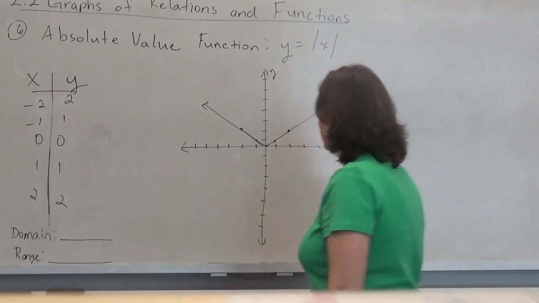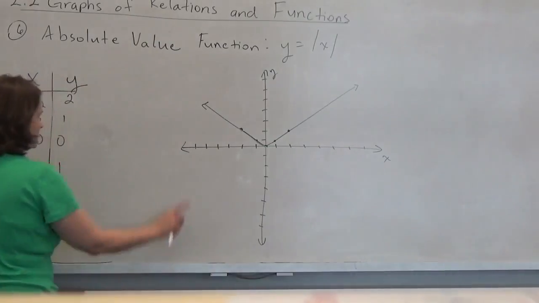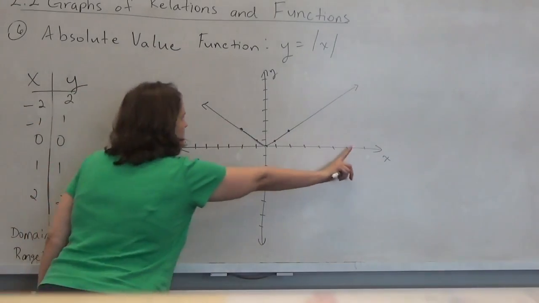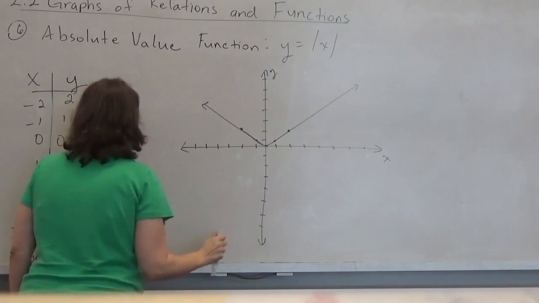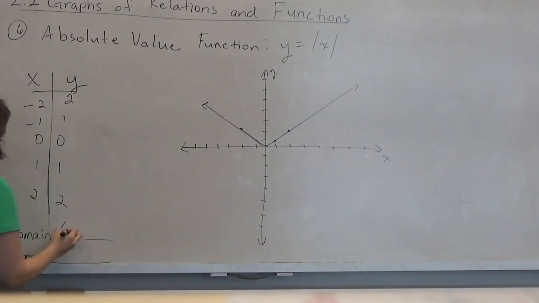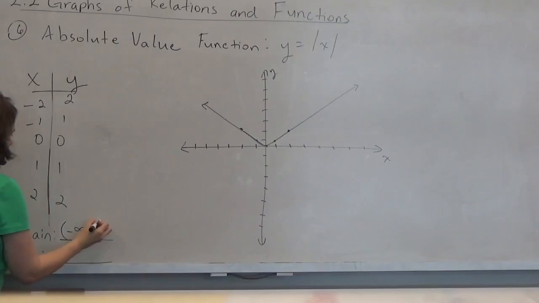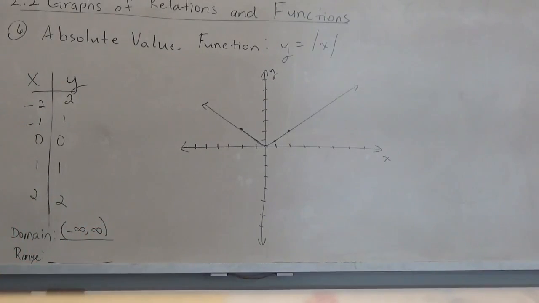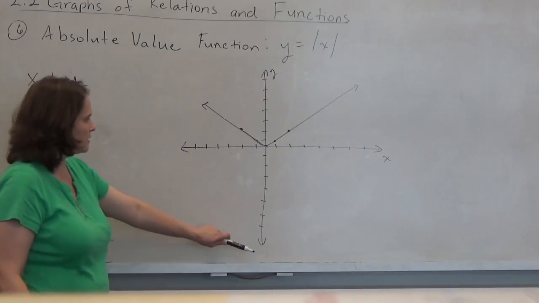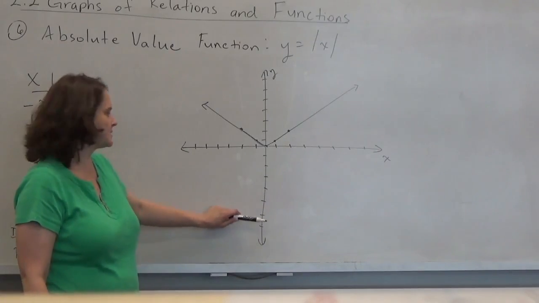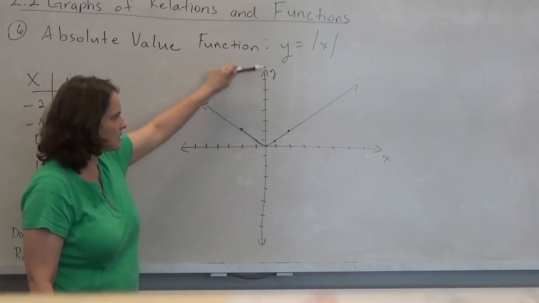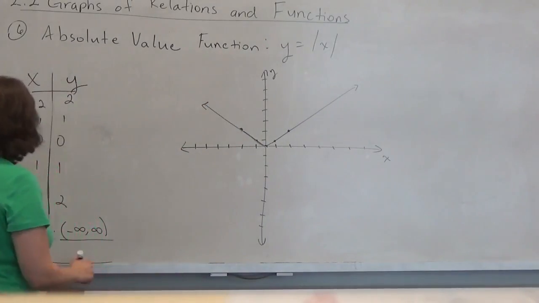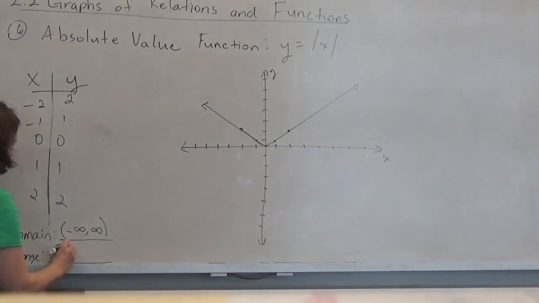What is my domain? Negative infinity all the way to positive infinity. We're back to these arrows, and they go forever in both directions. What do you think my range needs to be? Starting down here, the graph does not come below the x-axis. It only begins here when y equals 0, and then it goes up to positive infinity. So the range would be square bracket 0, comma, infinity.